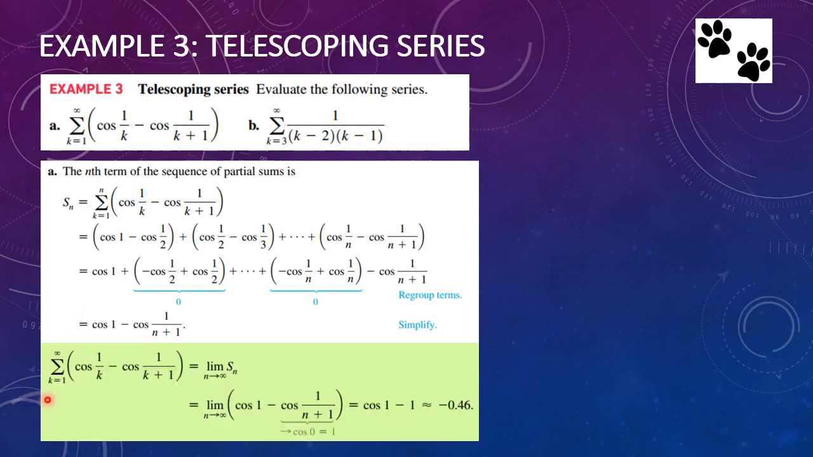So the sum as k goes from 1 to infinity is the same thing as the limit as n goes to infinity of s sub n. We can apply the limit here, and when n goes to infinity, we have 1 over infinity, or 0, and the cosine of 0 is 1. So this simplifies down to the cosine of 1 minus 1, or approximately negative 0.46. Now, you may not have hit pause, and I didn't even say it this time.